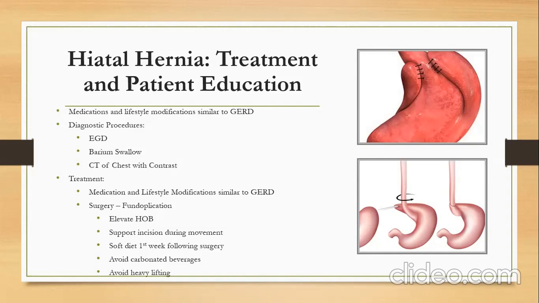Elevate the head of bed. HOB is head of bed. Elevate head of bed to help them expand their lungs. You're going to teach them about deep breathing and coughing to prevent pneumonia, which is a common complication after abdominal surgery. You're going to teach them to support the incision, meaning brace a pillow during movement. That will help with the pain. Like when they need to cough and deep breathe, they may need to hug a pillow. When you have lower GI surgeries, you may need to hug a pillow when you have a bowel movement because it hurts like heck.